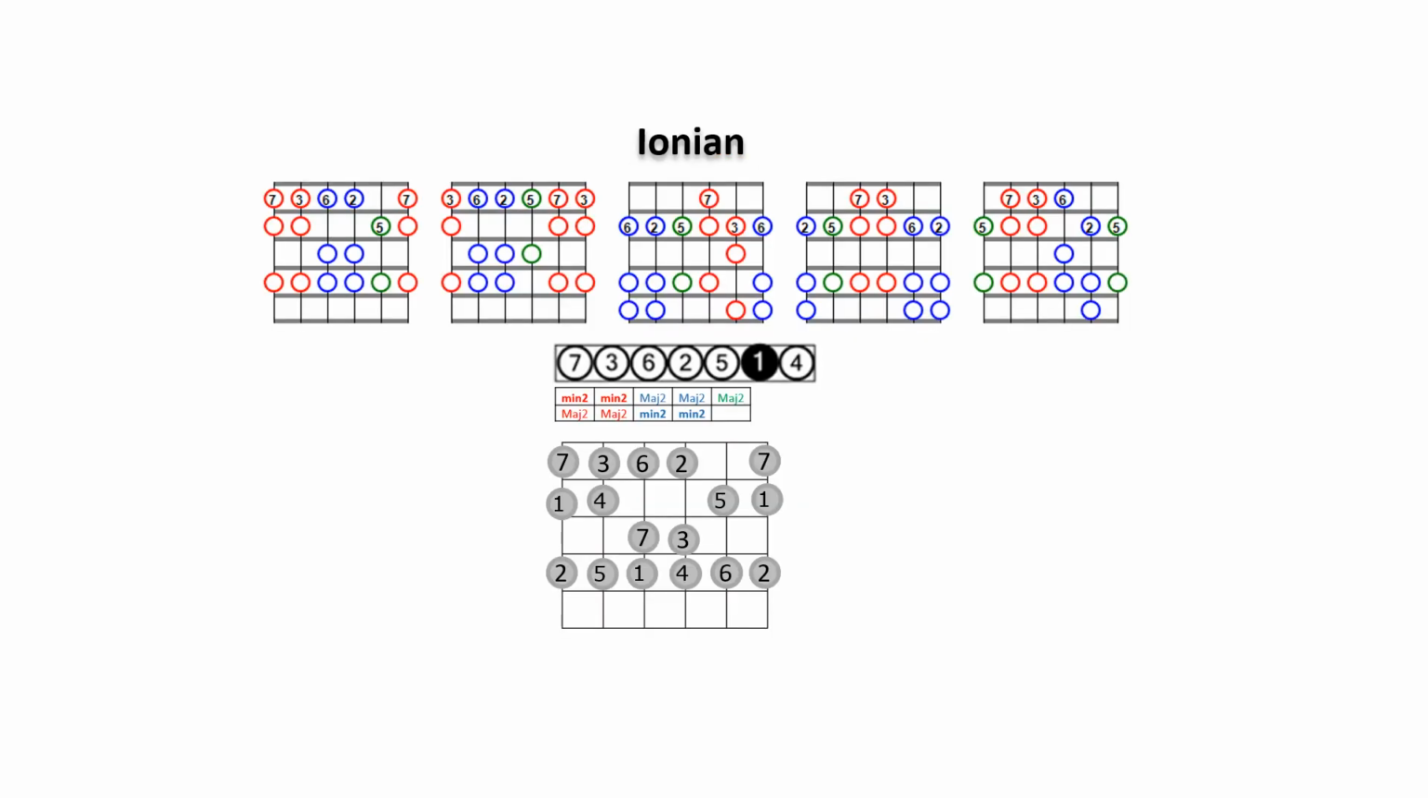Sixthly, we can easily identify the minor and major seconds on each string in a caged scale diagram. For instance, in the Ionian mode, the minor second major second pattern on the E to A strings below is identical and comes from scale degrees 7 and 3, whereas the major second minor second pattern on the D to G strings comes from scale degrees 6 and 2.